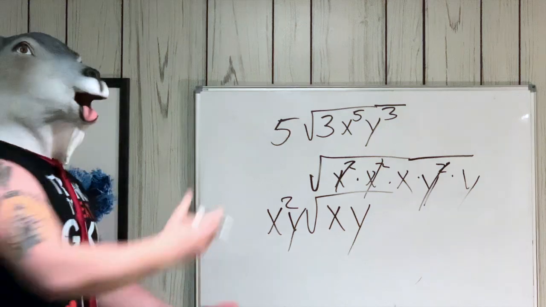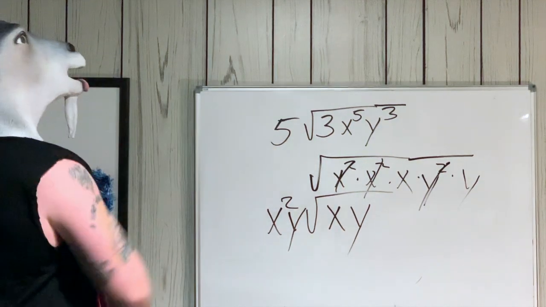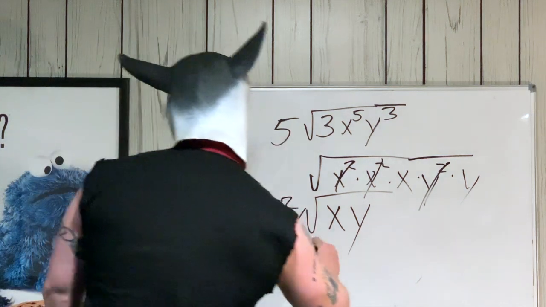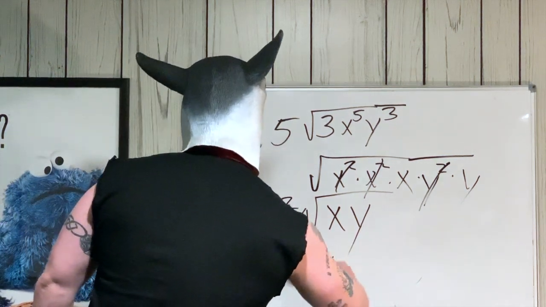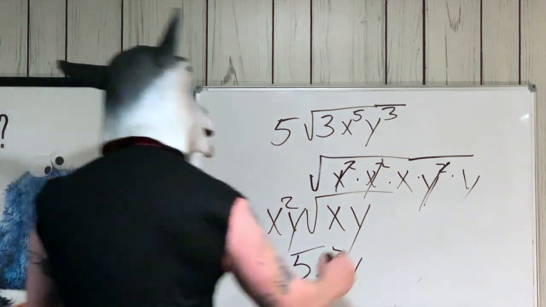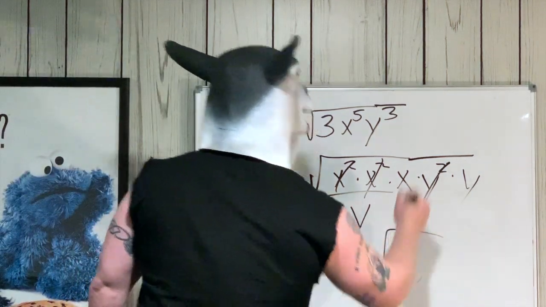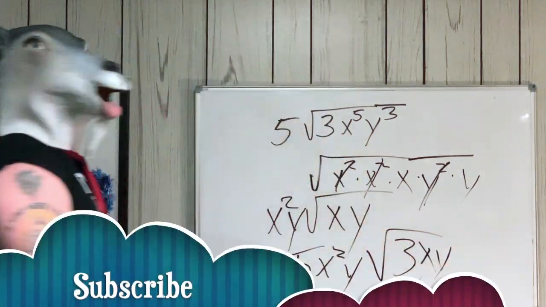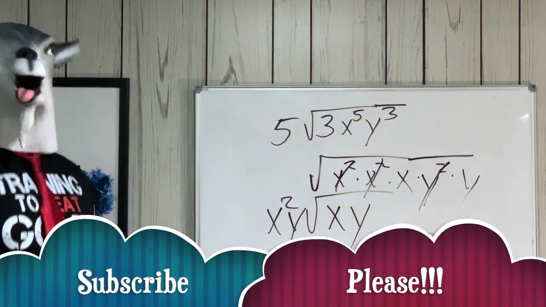Dude, how easy was that? Now what are you going to do, combine them, right? So my final answer is 5x squared y. And on the inside, we're going to have 3xy. Boom! All right, I told you that was easy.